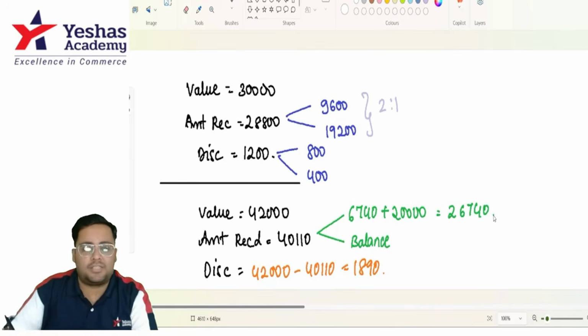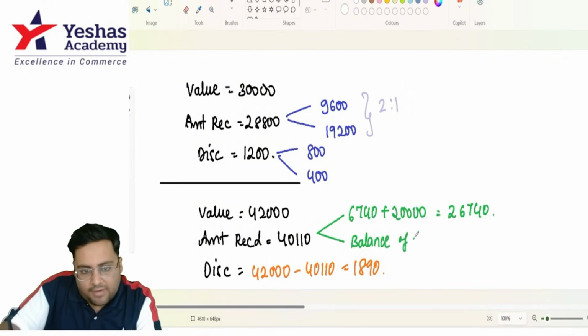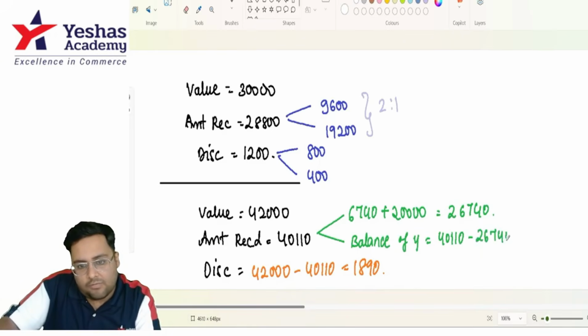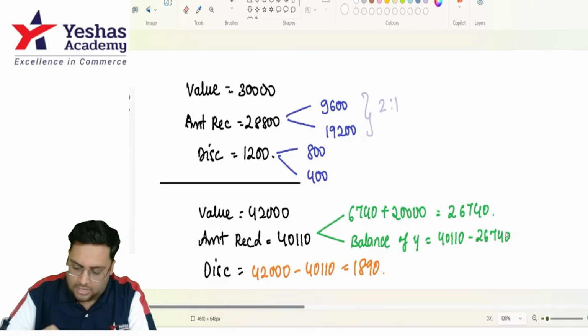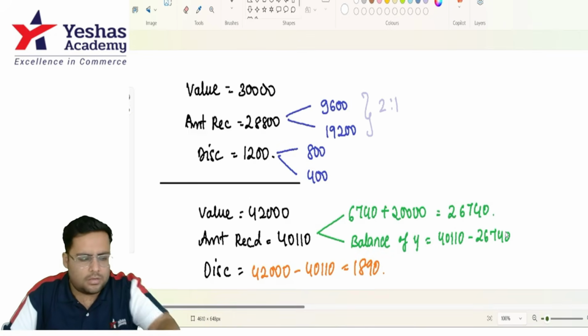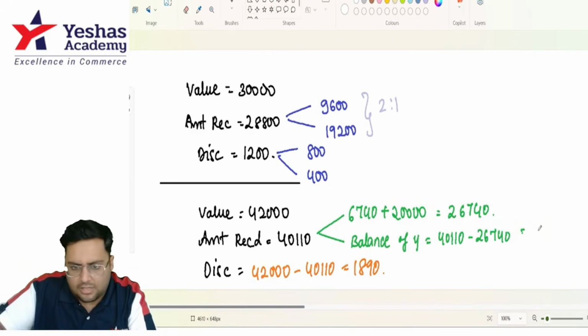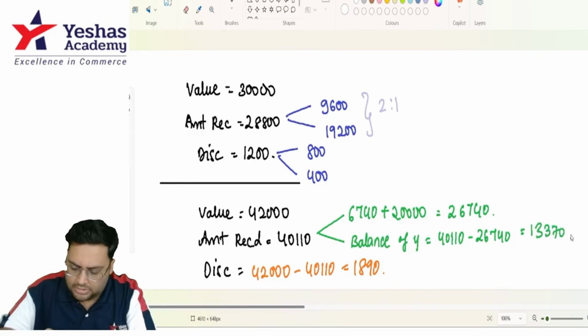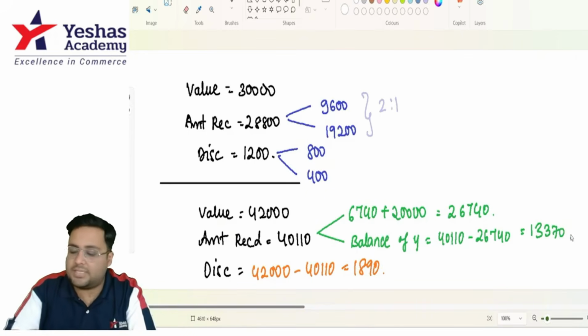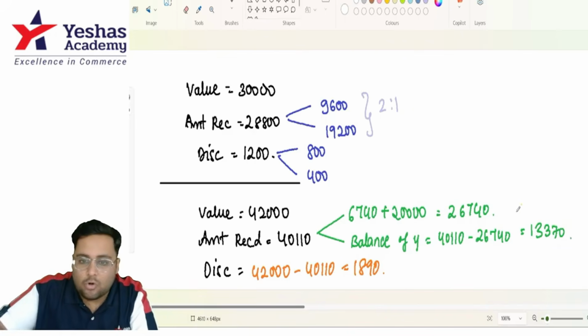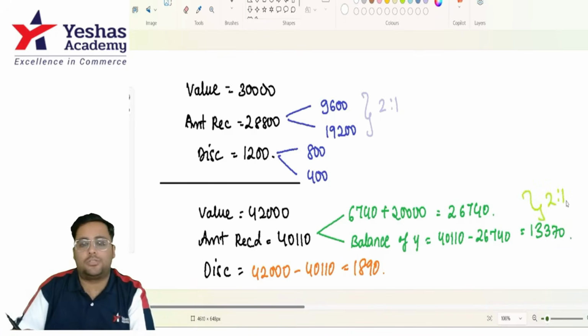What will be the balance for Y? Balance for Y will be 40,110 minus 26,740. Let me go back to the question, 26,740 it is. You get 13,370. Now, what is the ratio between these two persons? 26,740 to 13,370. Coincidentally, the ratio here again has come as 2:1.